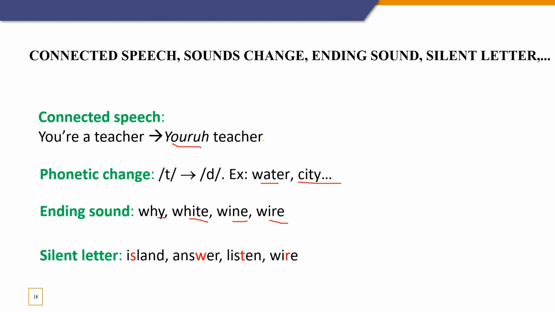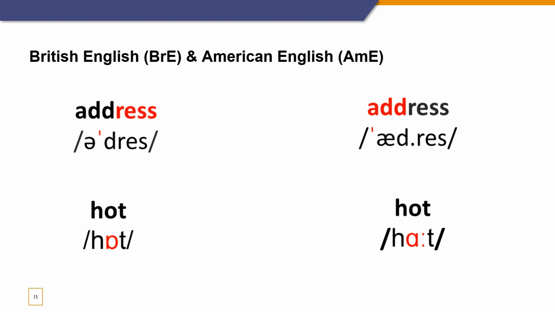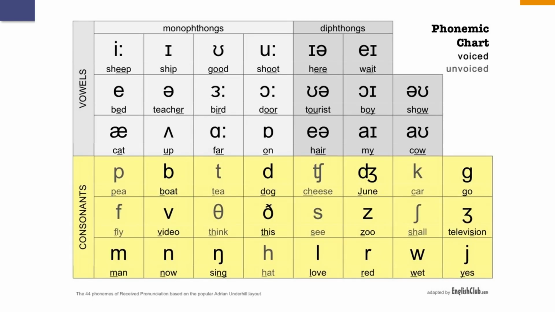And be careful with some silent letters, as in island, the silent S, answer with the silent W, listen with the silent T, and wire with silent R. Also, there are some differences between British English and American English. Okay, let's move on to the list of vowels and consonants in English.